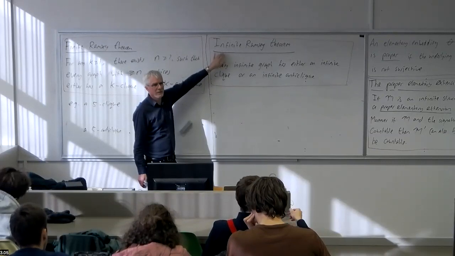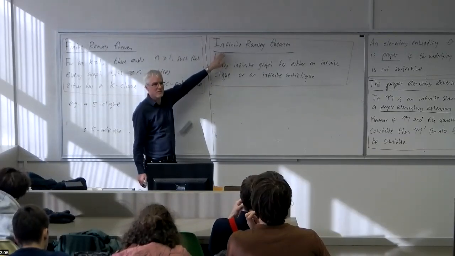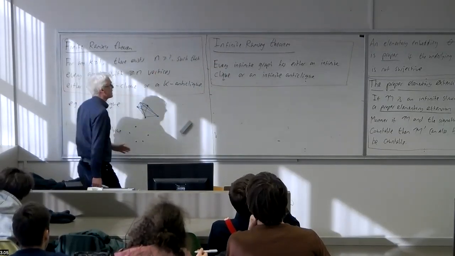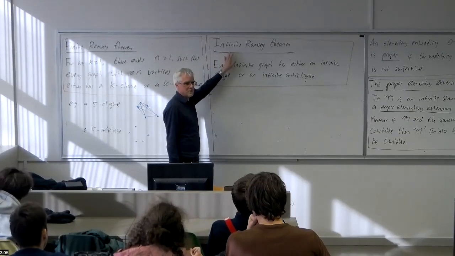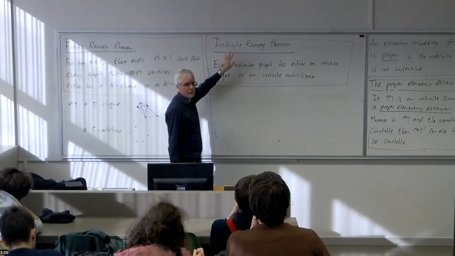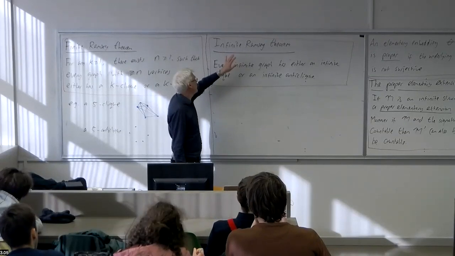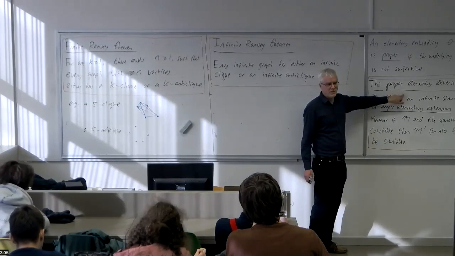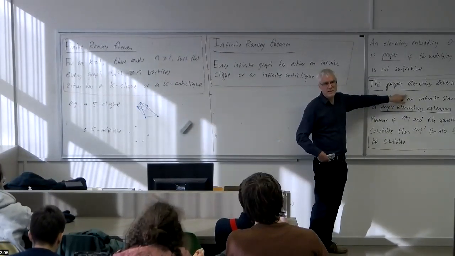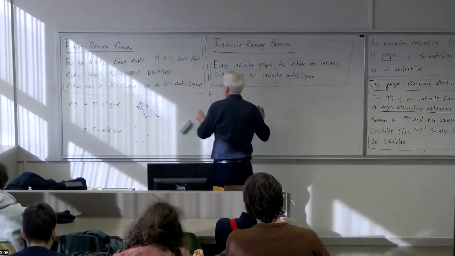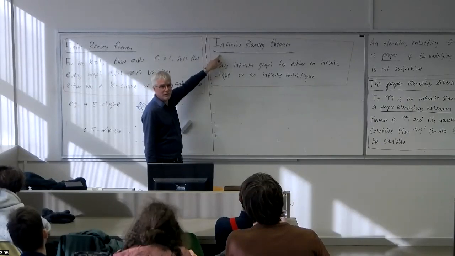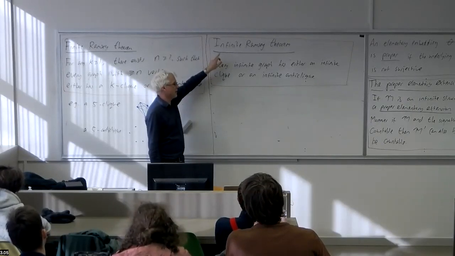A nice thing about that is that the infinite Ramsey theorem is actually easier to prove than the finite Ramsey theorem. So having reduced the finite Ramsey theorem to the infinite Ramsey theorem, we can give a nice direct proof of the infinite one. Moreover, it is particularly nice to prove using the proper elementary extension theorem. So basically the whole of the next period is going to be proving these two theorems: showing the finite Ramsey theorem is a consequence of the infinite one using compactness, and then using the proper elementary extension theorem to prove the infinite Ramsey theorem.